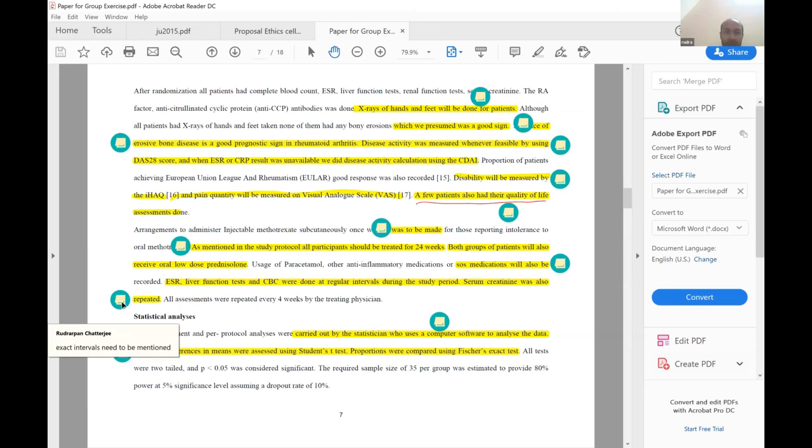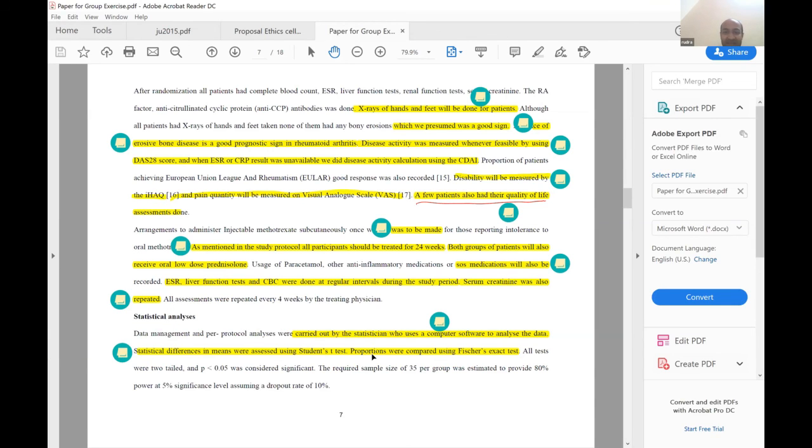So the outcome measures and when they have been recorded have not exactly been mentioned. The time points at which these measurements have been done, ESR, liver function tests, and CBC, rather than at regular intervals, I would much rather have something like 2, 4, 6 weeks or a definite time interval when these investigations were done.